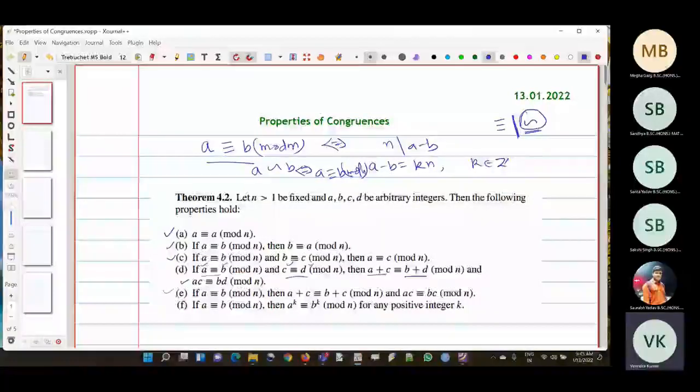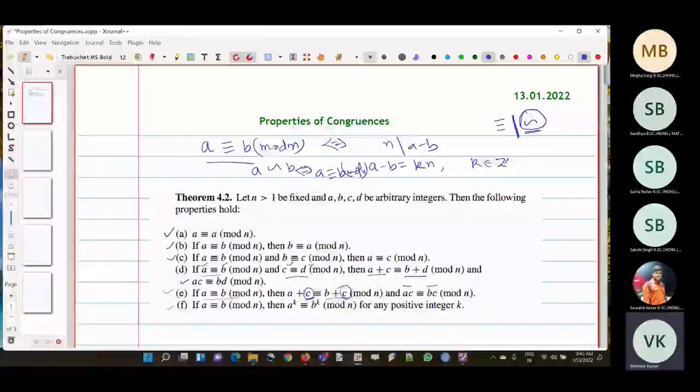And then part E says that if A is congruent to B, then we can add another number: A plus C is congruent to B plus C. So we can add a fixed number on both sides without changing the result, I mean, without disturbing the equivalence, or without disturbing the congruence. Here also, we can multiply.